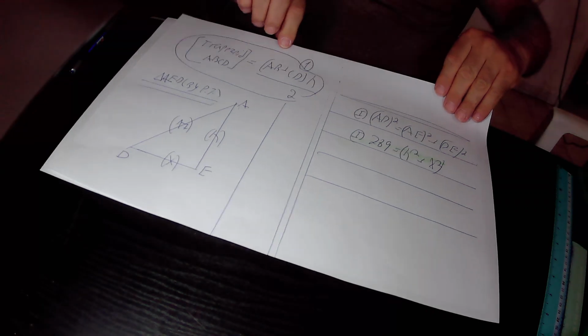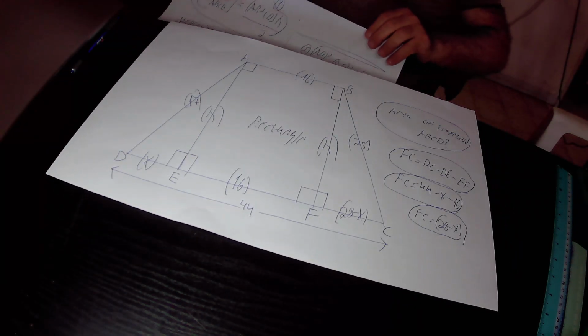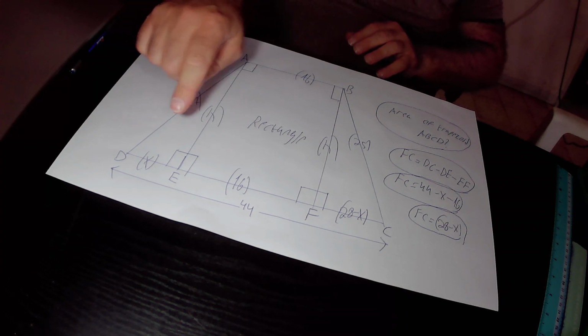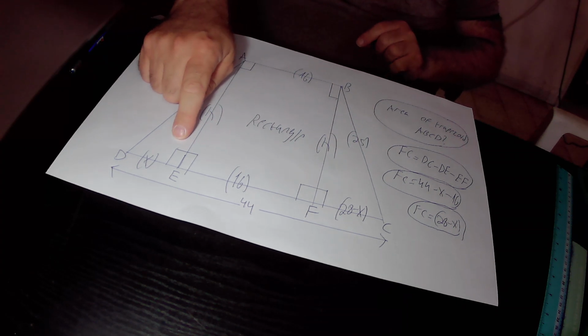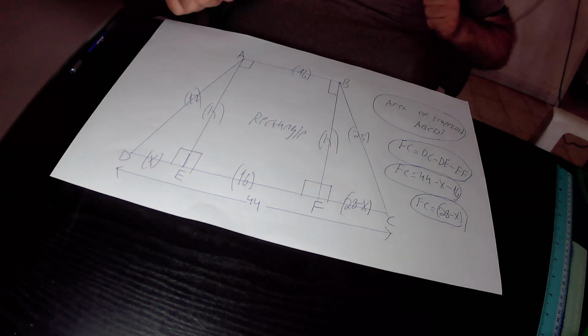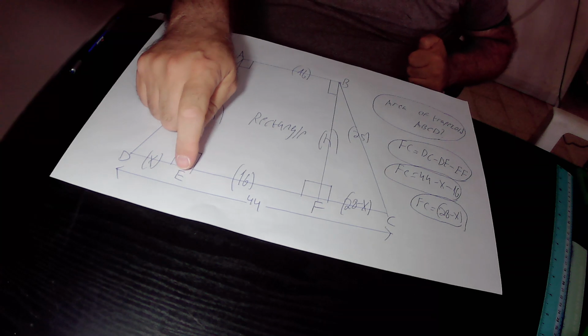In order to find the area of this trapezoid ABCD, we did a construction. From point A, we drew a perpendicular on DC. So this angle equals 90 degrees, and this angle also equals 90 degrees according to our construction. We define the touching point of the perpendicular from point A on DC. This point is point E.